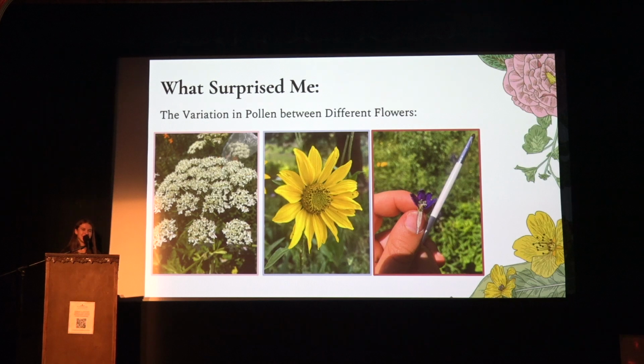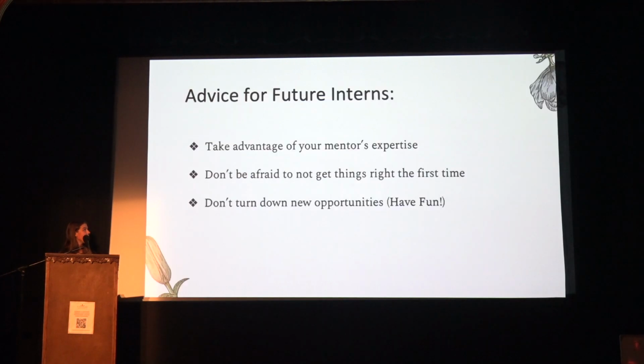And then something that surprised me was just the sheer variation in pollen between different flowers. I was staring at flowers for multiple hours every week, so you see a lot of things. We have Heracleum, which is the white flower, Helianthella, which is the yellow one, and Delphinium, that's the purple one. Heracleum has green pollen, Helianthella has bright yellow, and Delphinium has white. So it was just really interesting. I didn't know that there were different colors of pollen.